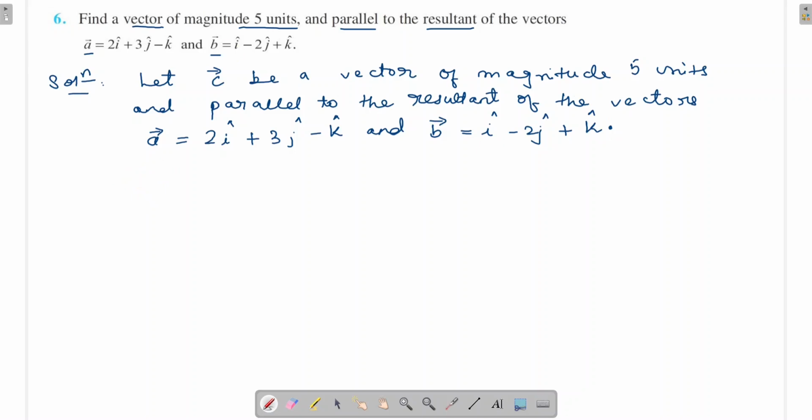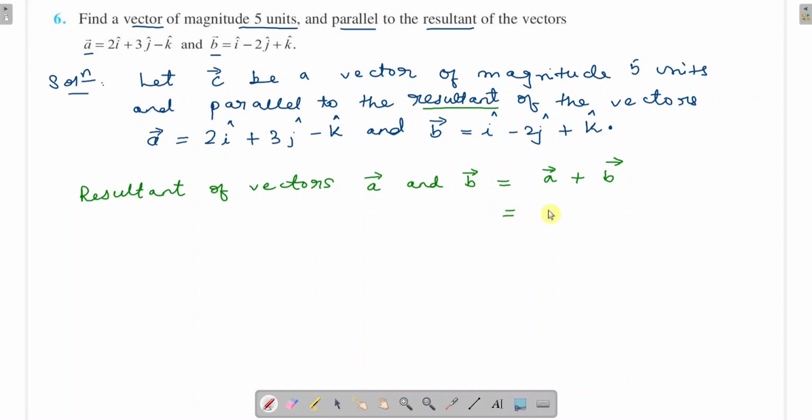So what we will do is first find the resultant of the vectors. So resultant of vectors a bar and b bar is equal to nothing but the sum of the two vectors, a bar plus b bar. So resultant means what? Sum of the two vectors.